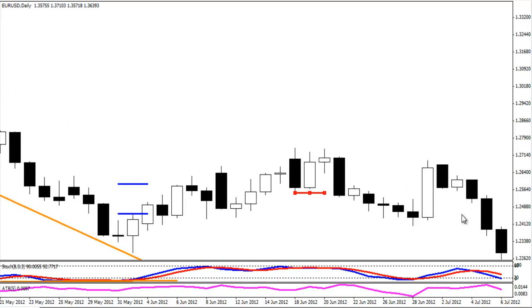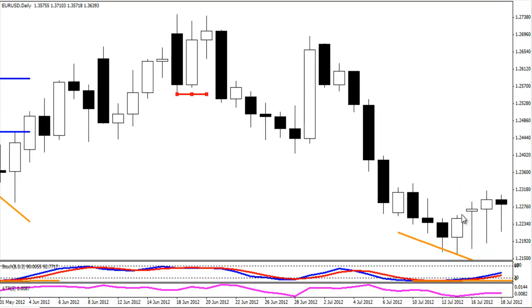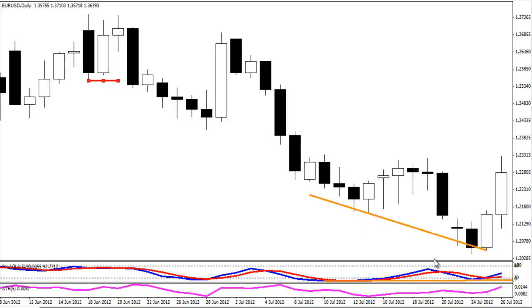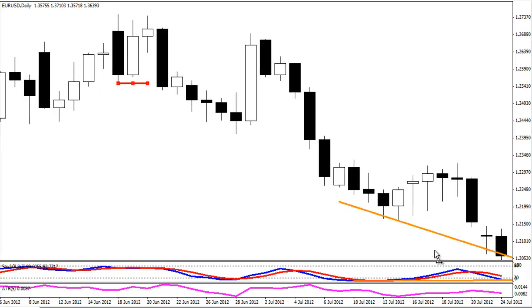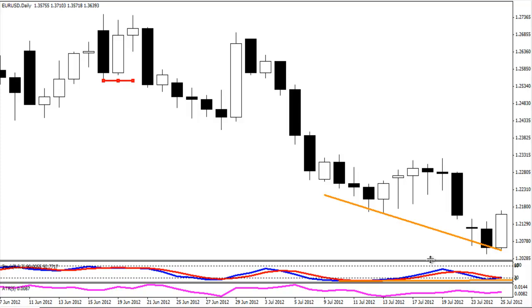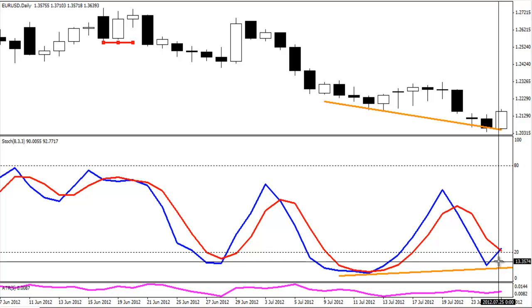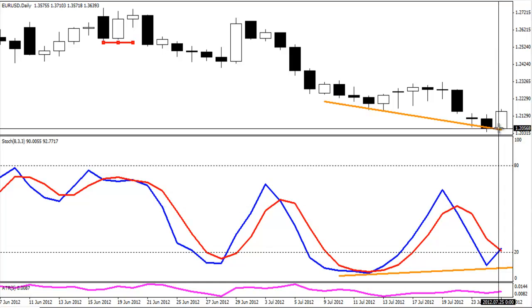We'll move through now and look at the next opportunity, which we can see here is from the lower lows in the price action. We actually have these higher lows in the stochastic if we zoom in slightly, and we can see the blue line of the stochastic, the percent K, has flicked up on this bullish candle.